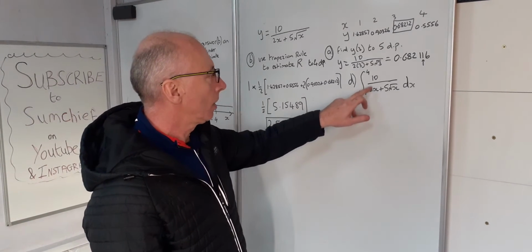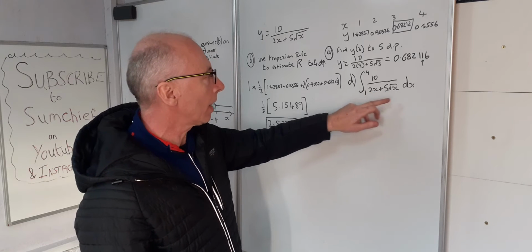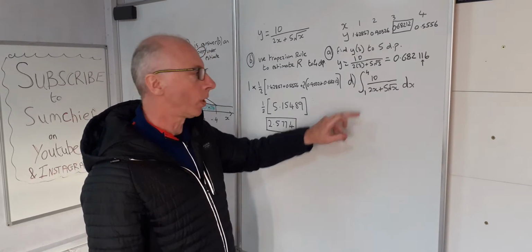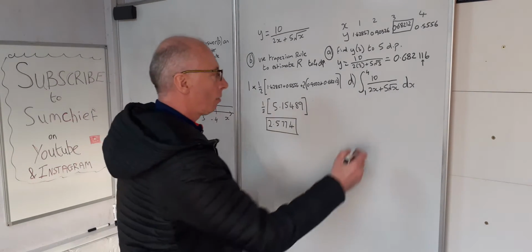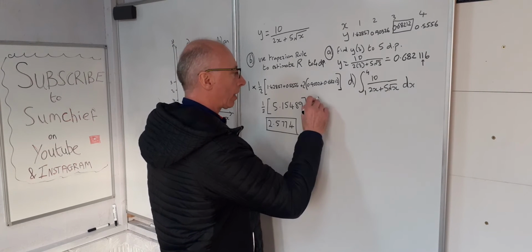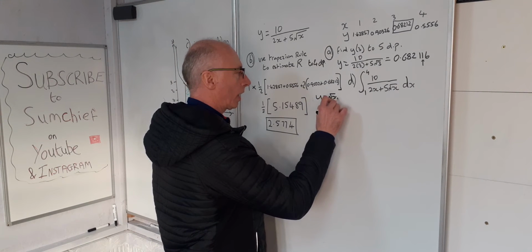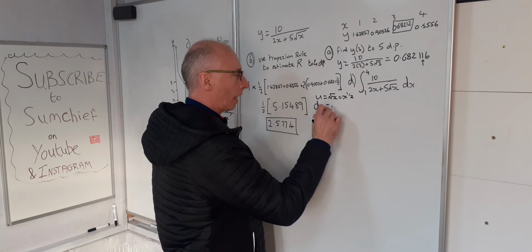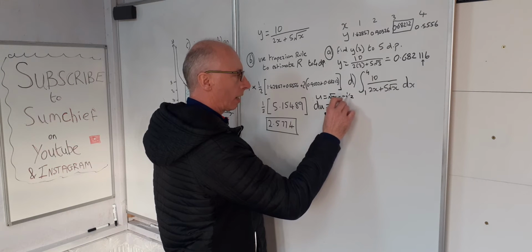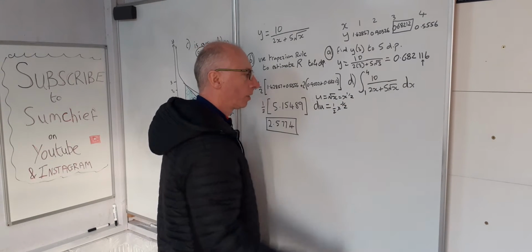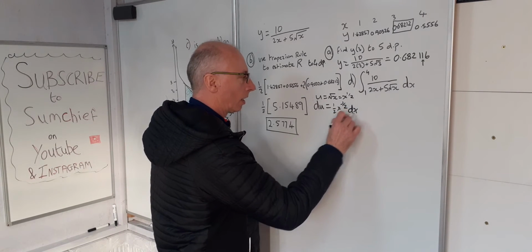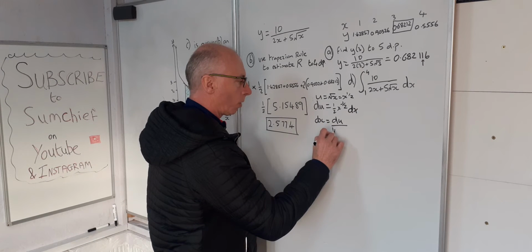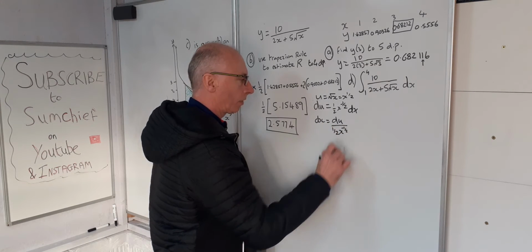So 10 over 2x plus 5 root x with respect to x, and within the parameters of integration we've got 4 and 1. So the best u sub here would be for the square root of x. So u equals square root of x, which equals x to the half. The usual business: du equals a half x to the half minus 1, minus half, dx, and then dx equals du divided by 1/2 x to the minus half.